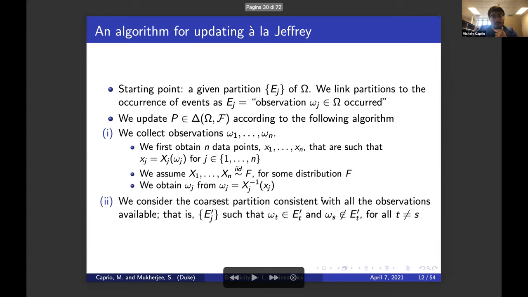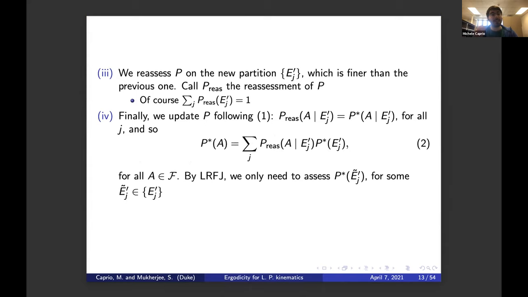Then we consider the coarsest possible partition consistent with all the observations available. That is, we update EJ to EJ prime such that every element of the partition contains one and only one observation. So to this extent, this is what we meant when we say EJ equals observation omega J occurred. So only one omega J belongs to each EJ. Perfect. Then we reassess the prior on the new finer partition, not coarser partition. And this is a very delicate step and leaves us with an open question that I'm highlighting in a few seconds. And finally, of course, we update the prior to the posterior using Jeffrey's rule as before.